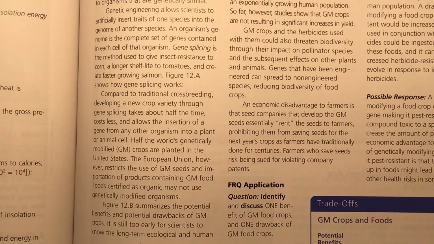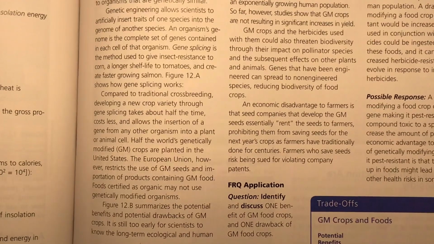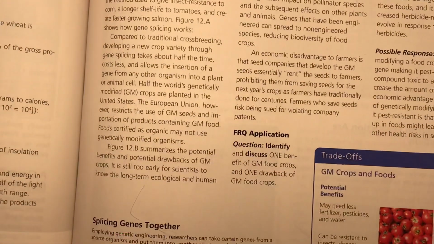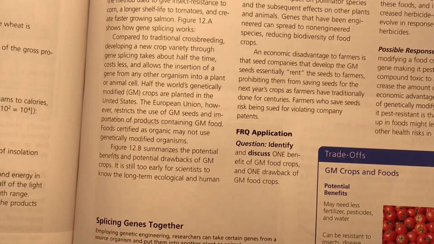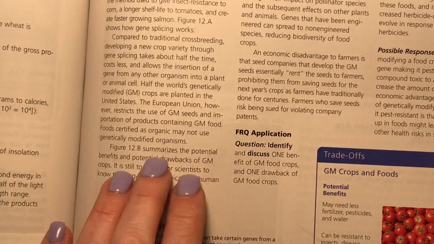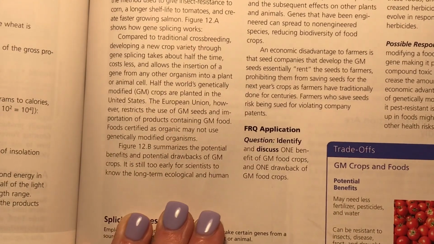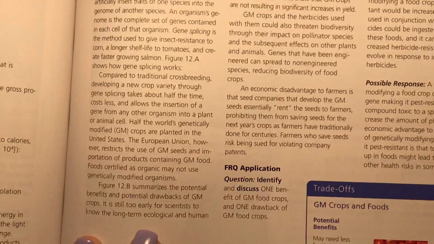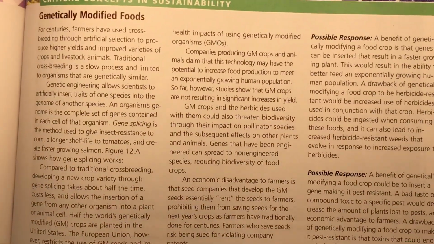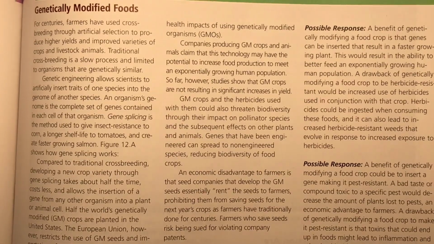In Europe, they have what's called the precautionary principle, which is basically, well, unless you can prove it's okay, let's go ahead and be very cautious with what's going on. And you can see again here, they restrict the use of GM seeds and importation of products containing GM food. And then in their country, unlike ours, you cannot use genetically modified organisms if you're going to call it organic. Again, it's still too early for scientists to know the long-term effects. But I mean, 20 years is a decent amount.